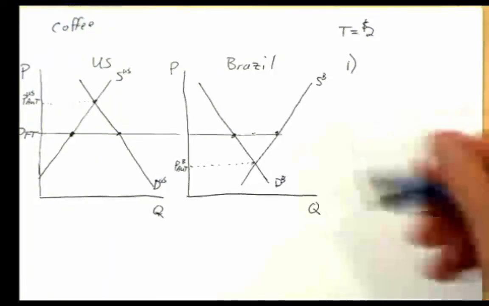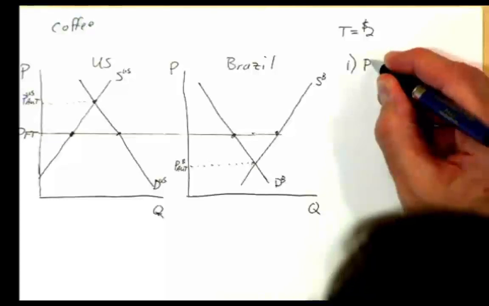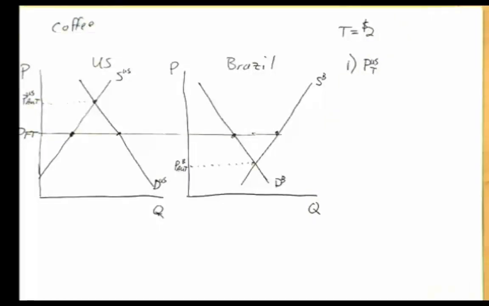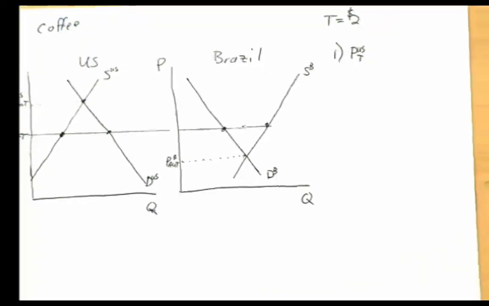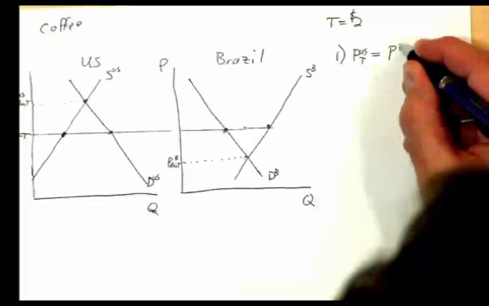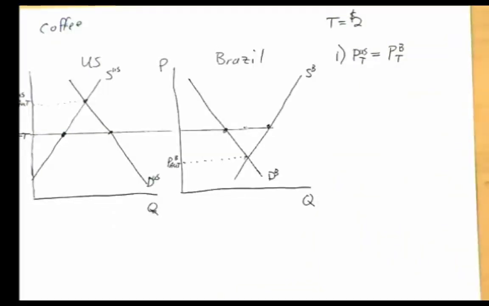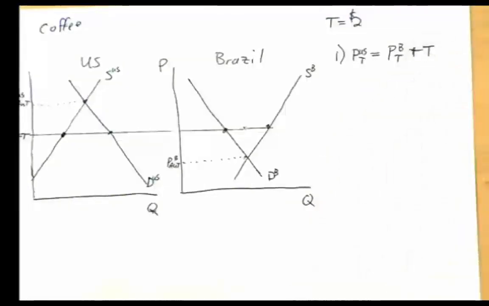In the end, here's number one that I wanted to draw up here. In the end, the following is going to be true. The new price that prevails in the U.S. with the tariff in place, I'm going to call it PUST. After the tariff of t is put into place, there's going to be a new U.S. price. I don't know what it is yet. I'm going to call it PUST. That's going to be equal to the new price that's going to prevail in Brazil after the U.S. tariff gets put into place. I'm going to call that PBT. That's the $9.50 or something that's now being charged in Brazil. And the difference between these two is going to be the amount of the tariff. So we take the Brazilian price of, say, $9.50, add on the $2 tariff, and we're going to end up with the American price for coffee, which is going to be the $11.50.